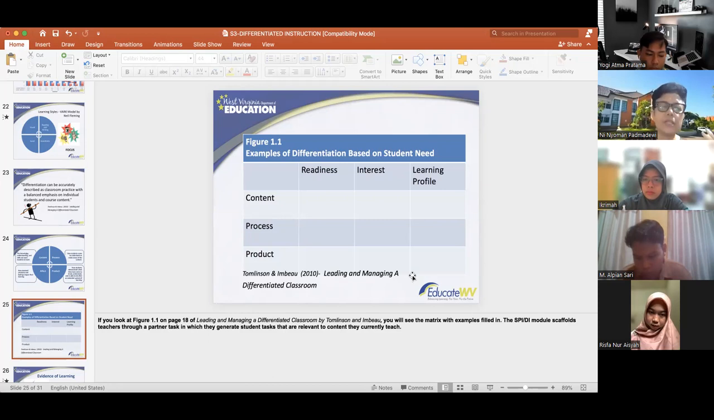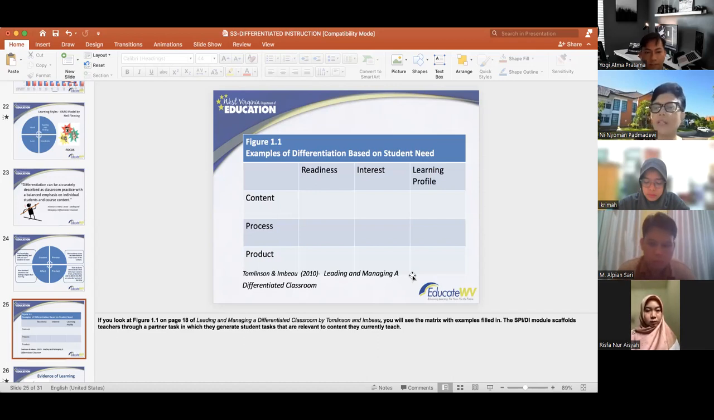So what will be the differentiation? Also a difference in terms of the product. Say, for example, advanced students will be producing a kind of review. Average students will be producing a kind of summary, for example. Those who are left behind will be producing, for example, fill-in-the-blank tasks. So those kinds of things can be done, but this must also be done by accommodating whether you and your students are ready or not.